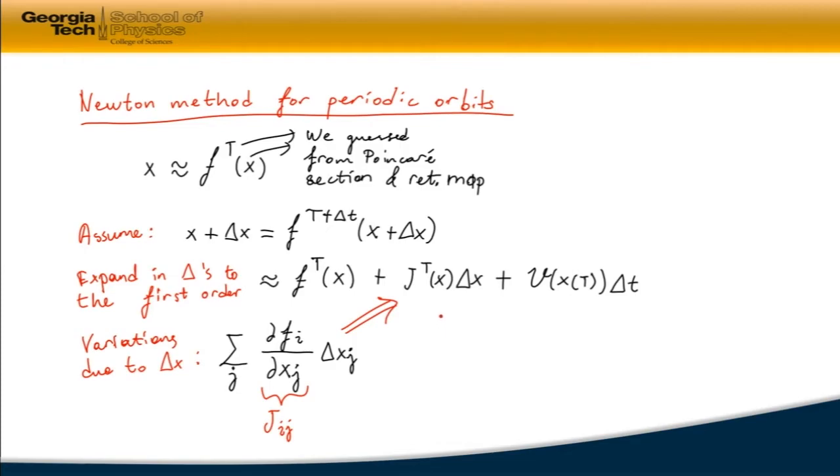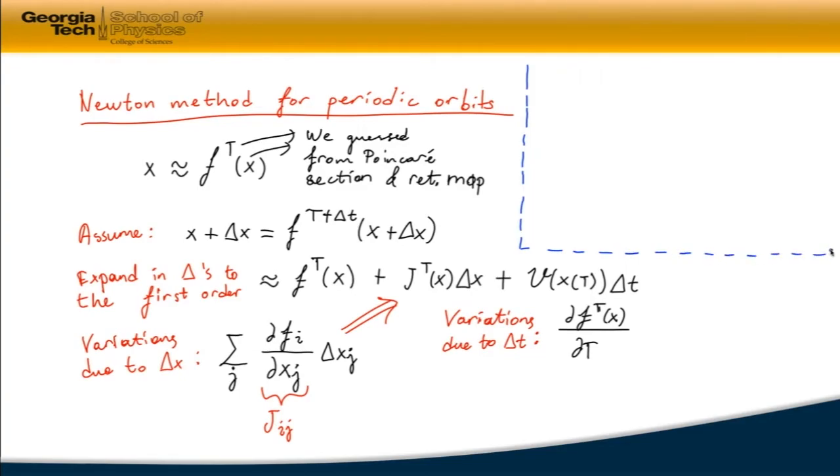Next term is a little bit more tricky. So the variations due to variations in time again are going to be proportional to, of course, partial derivative of flow function with respect to capital T. But to understand what's this partial derivative, we need to look at the definition of the flow function, which was like this.